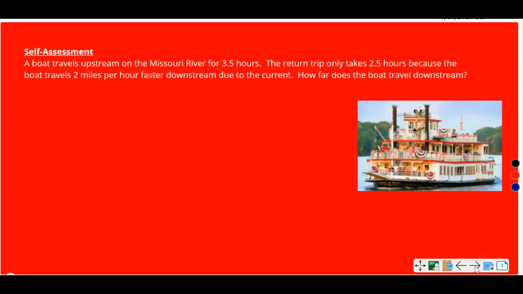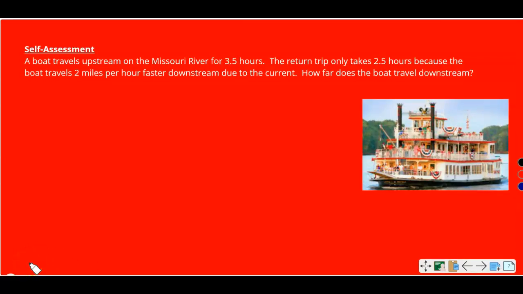Okay, so here's a similar problem. It says self-assessment. This is one that you should try to work out on your own. So pause the video, take a few minutes, see if you can solve this problem, very similar to the last one, and then come back to see if you got the correct answer. This one says a boat travels upstream on the Missouri River for 3.5 hours. The return trip only takes 2.5 hours because the boat travels 2 miles per hour faster downstream due to the current. How far does this boat travel downstream?